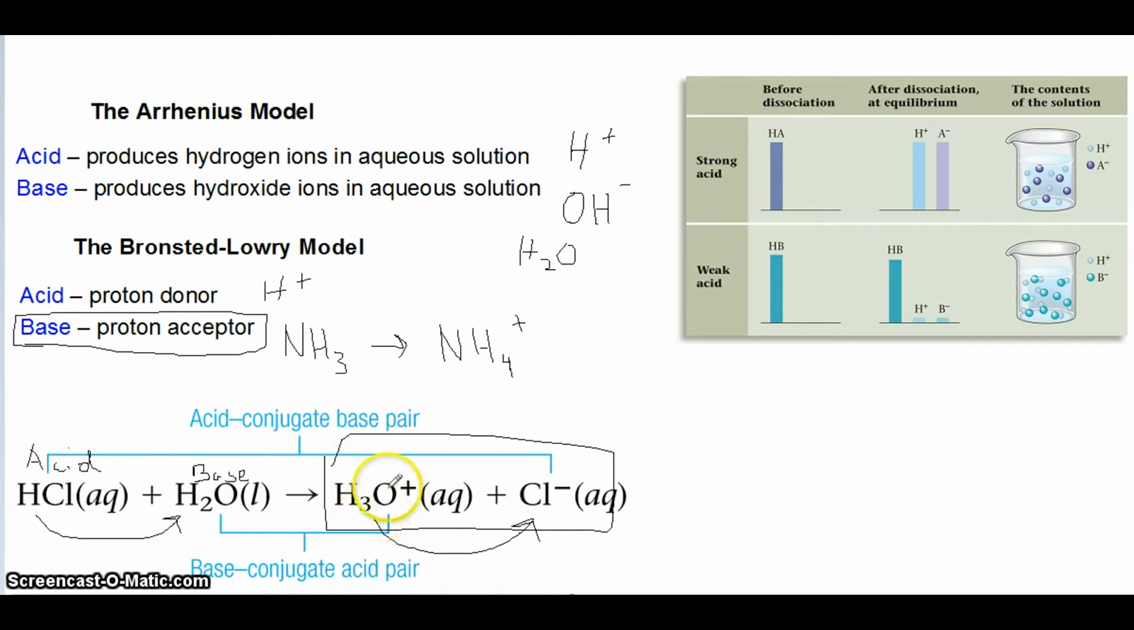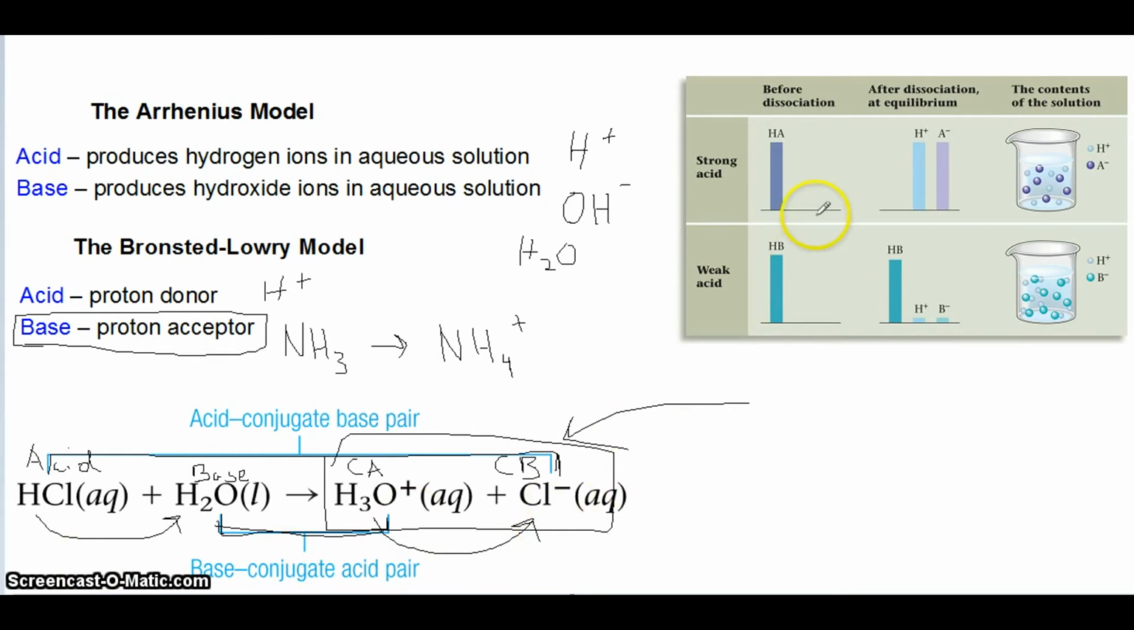But being that he would act as an acid on the product side, you're going to call him the conjugate acid, and you're going to call this guy the conjugate base. That's why they call it a conjugate acid-base pair. Do you see how they connected these two with a little bracket, and then down below they connected these two with a little bracket, because this is an acid and a conjugate base pair, and here's a base with a conjugate acid, and that's what I want you guys to do on the homeworks.